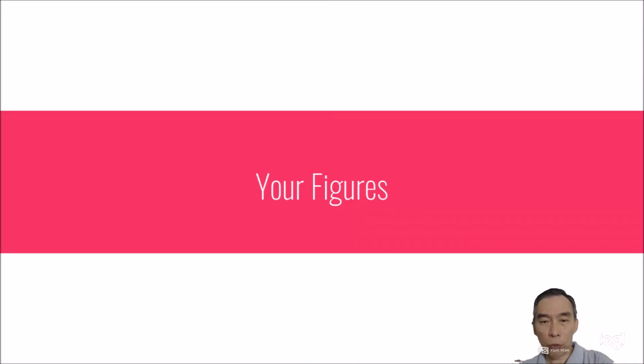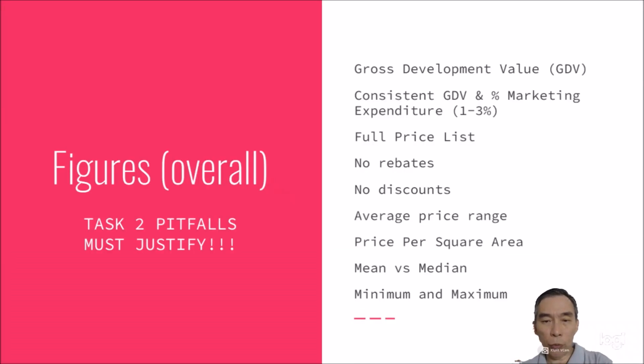So your figures, we go into your figures. Well, the figure overall is you need to really pay attention to gross development value. Gross development value is the figure whereby you aggregate or sum up all the units for sale. If you are selling 200 units of, let's say, parcel or landed house or whatever property, you actually calculate the total amount in dollars and cents. That is GDV.